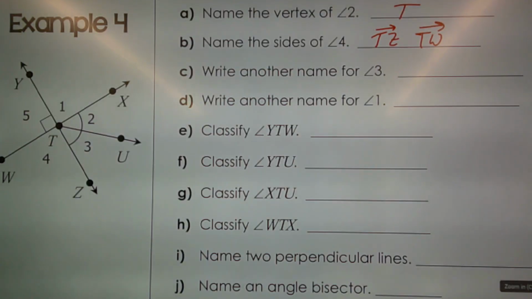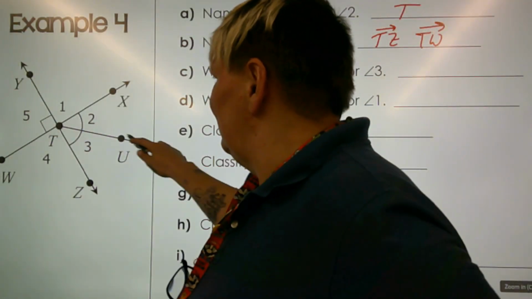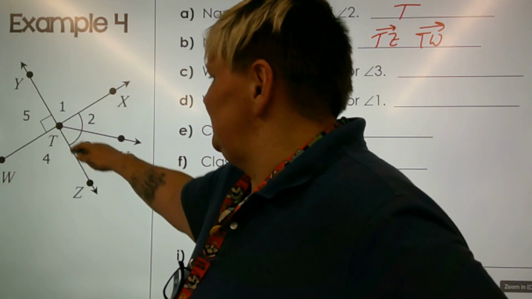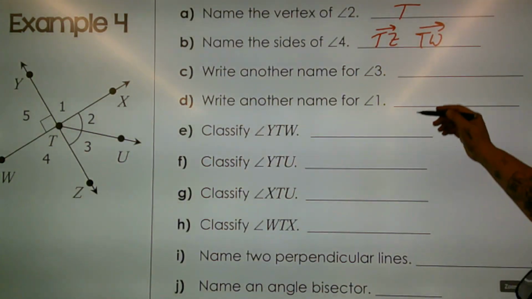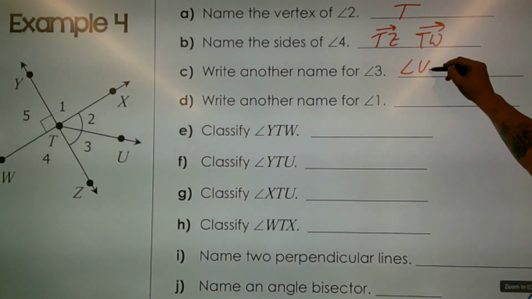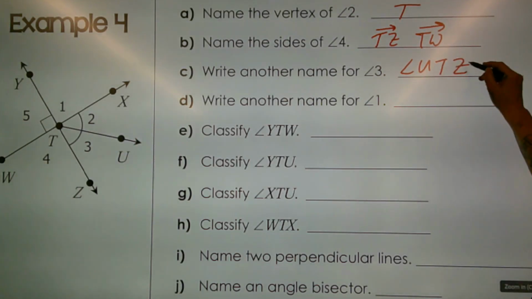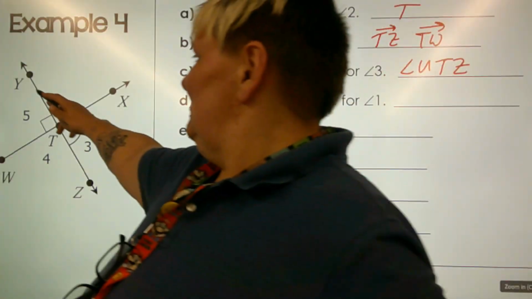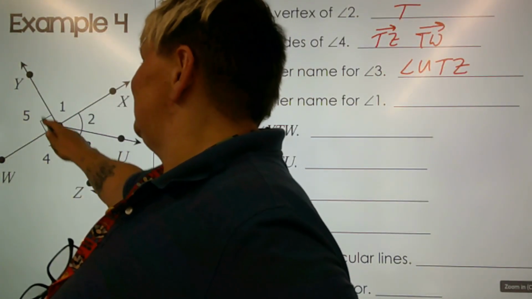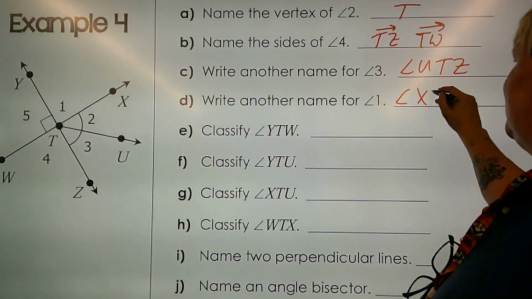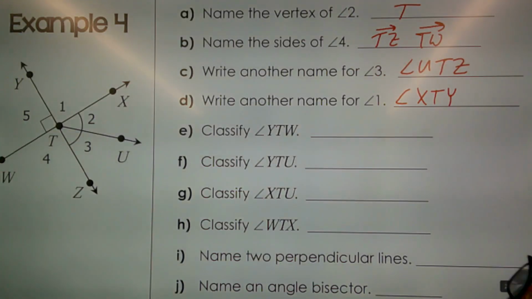Another name for angle 3. So ZTU or UTZ, as long as the T is in the middle because it's the vertex. Another name for angle 1. YTX or XTY. Angle XTY. As long as T is in the middle.